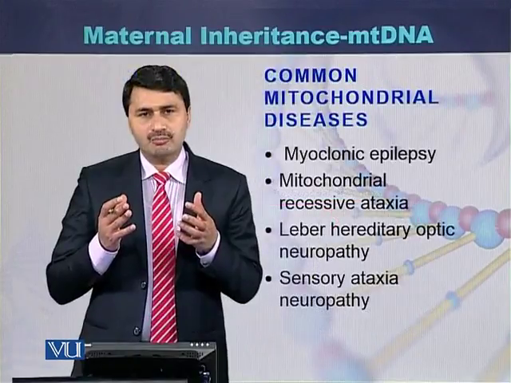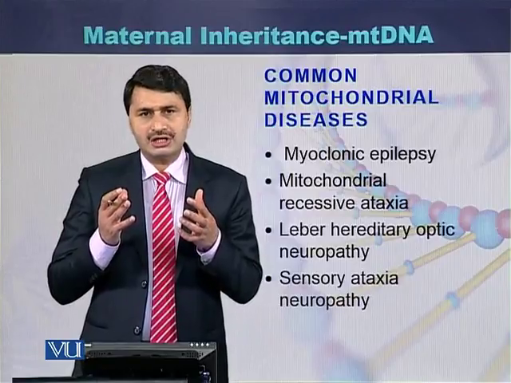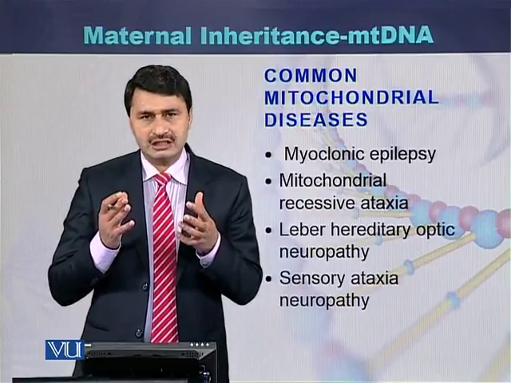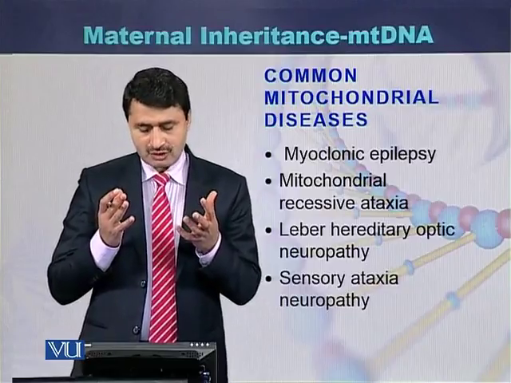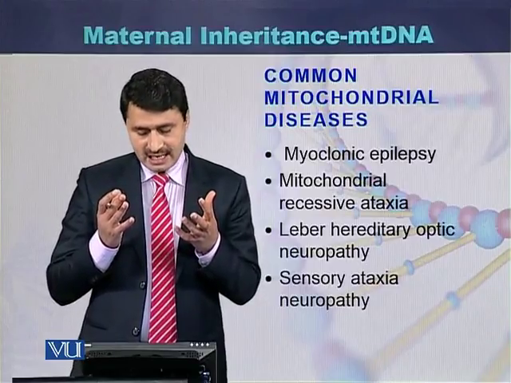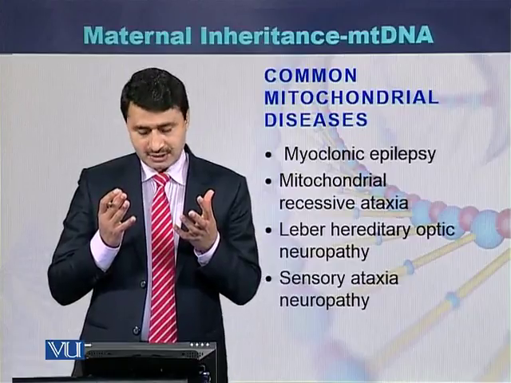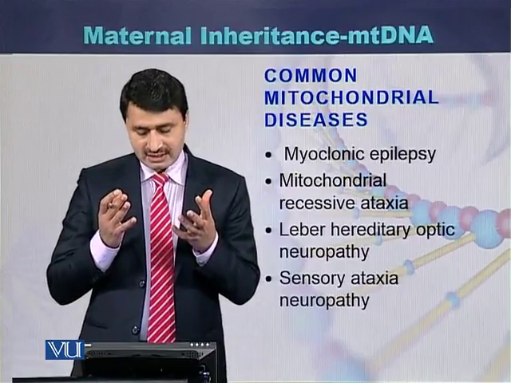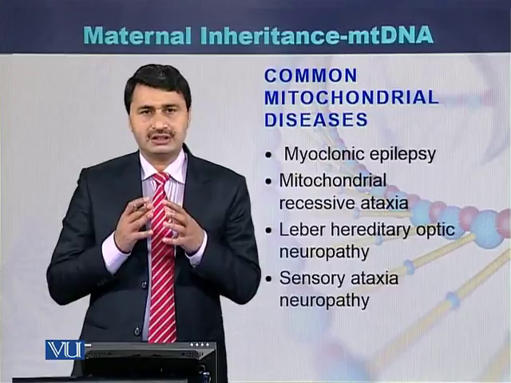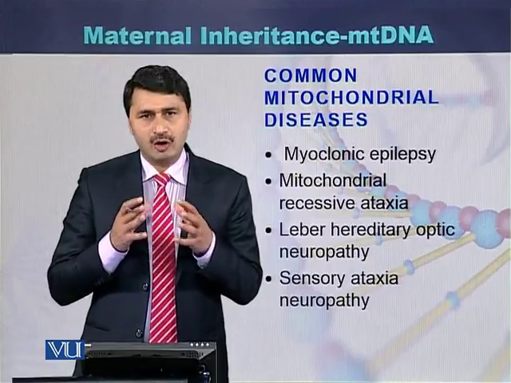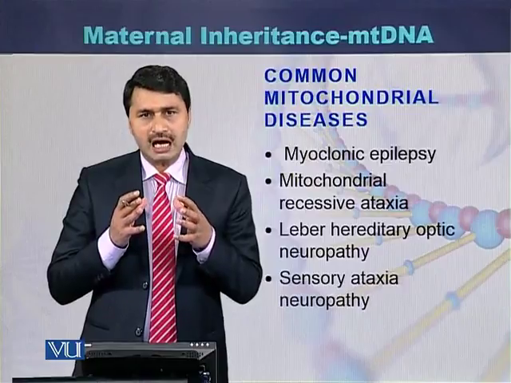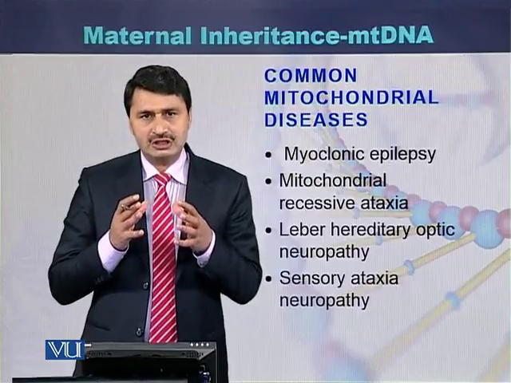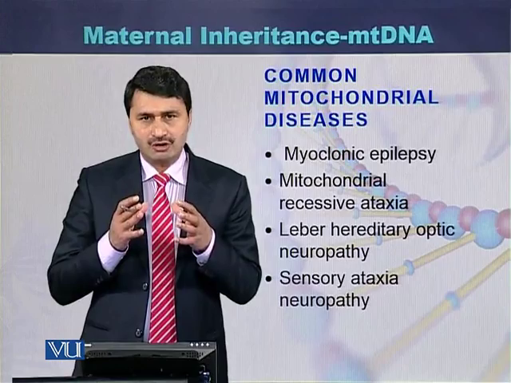Some of the most common mitochondrial diseases which have been seen in humans are myoclonic epilepsy, mitochondrial recessive ataxia, Leber hereditary optic neuropathy, and sensory ataxia neuropathy. So these are some of the common diseases which are due to mutations in the genes present on the mitochondrial DNA.